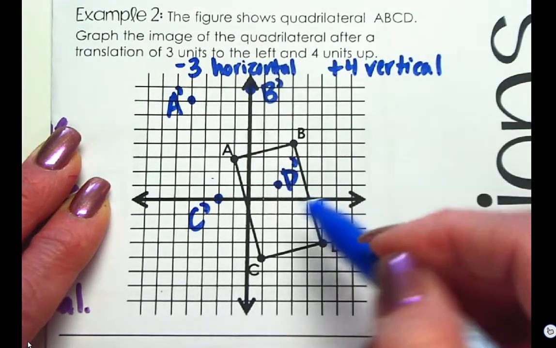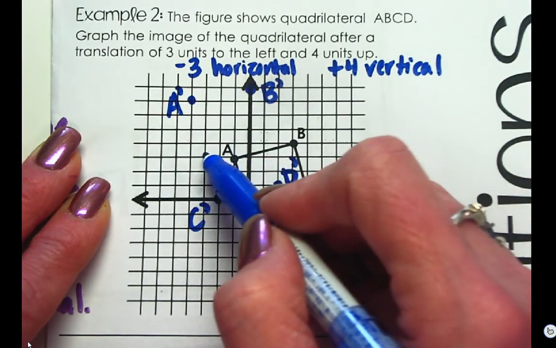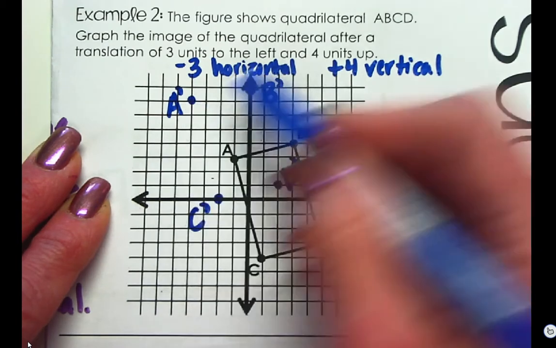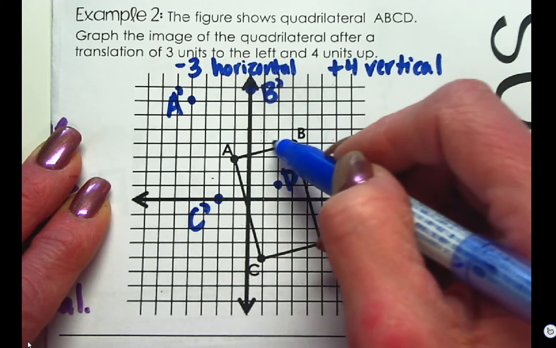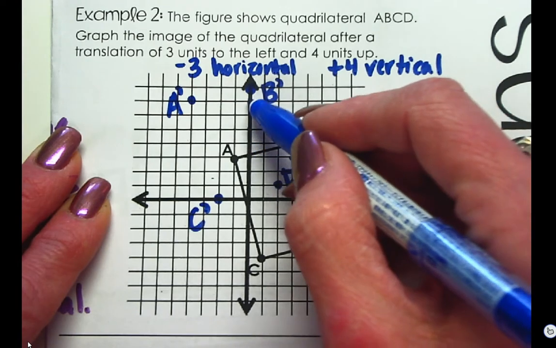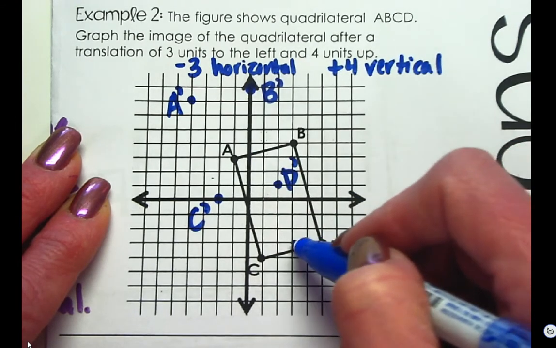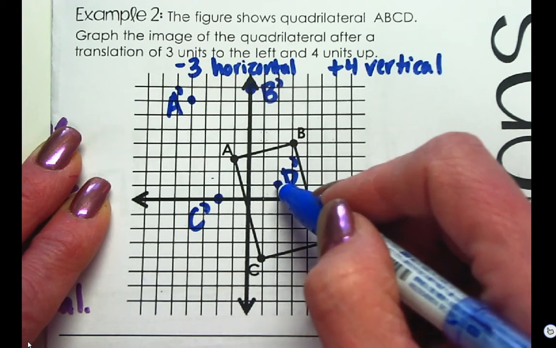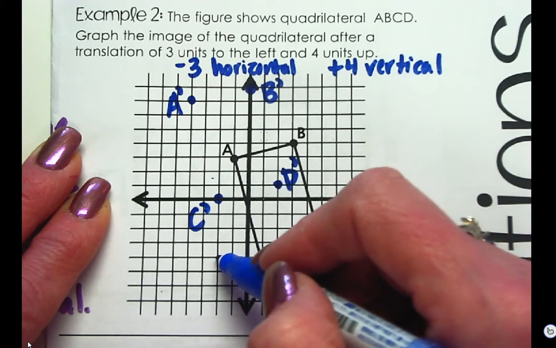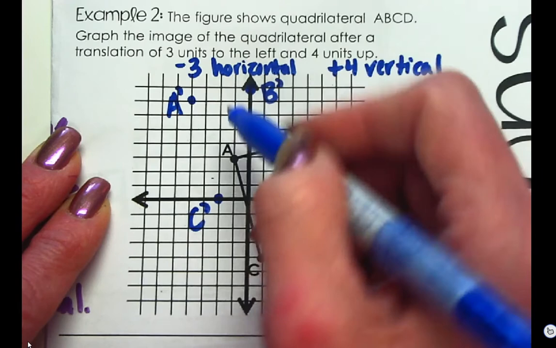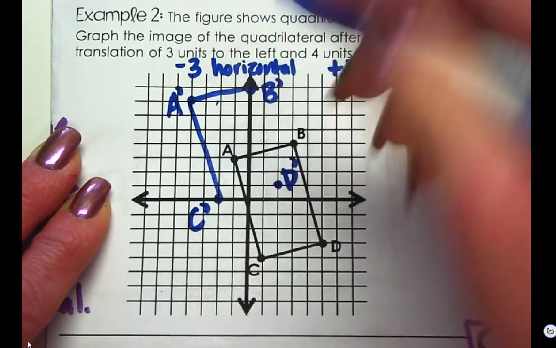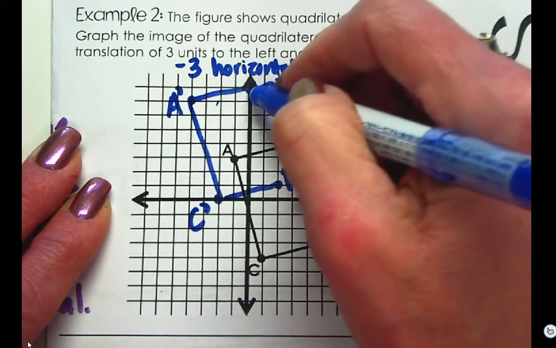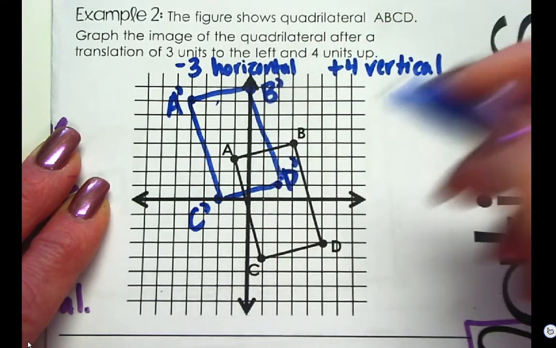I'm going to double check these, counting each one again. Okay, good. And then I'm going to connect them, and it should form a congruent rectangle, and it does.